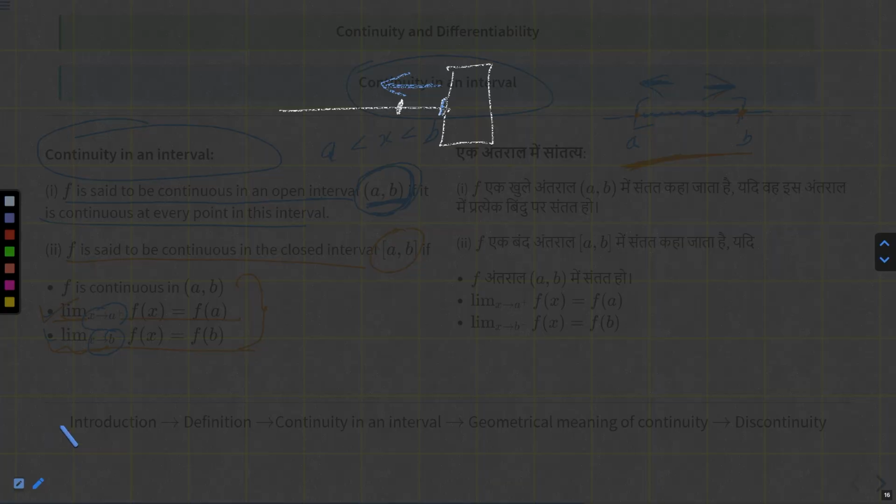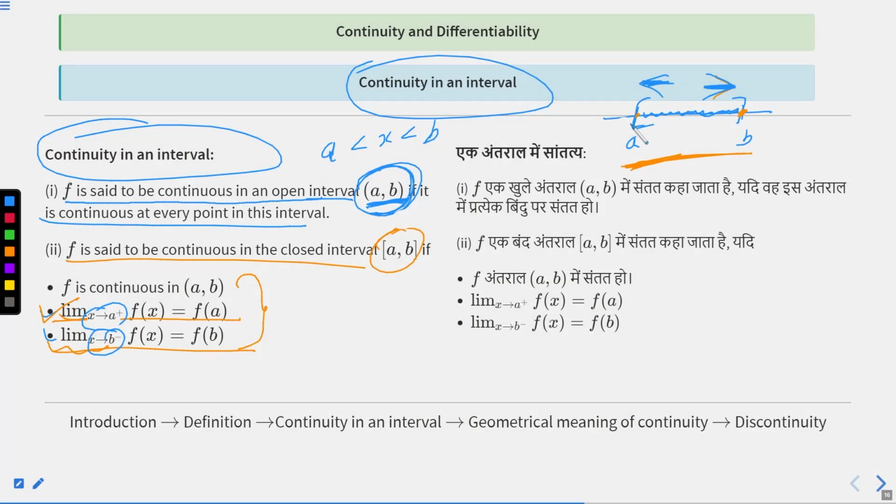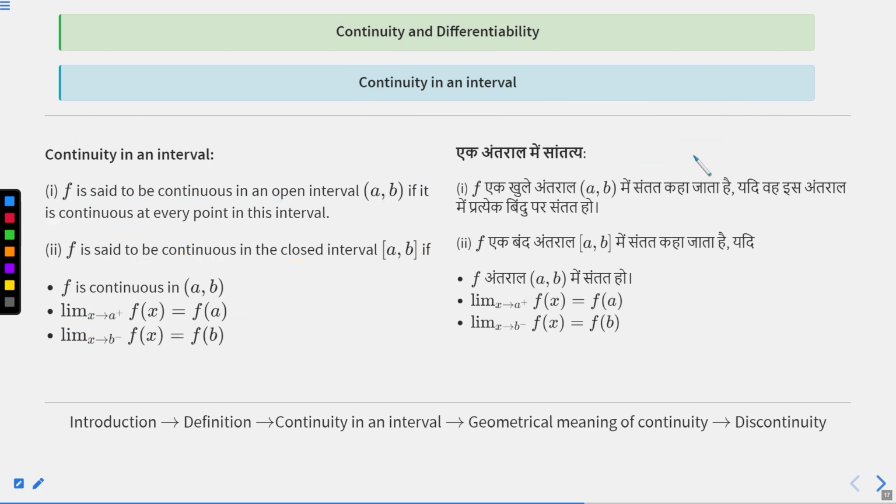So that's what is written in this mathematical language: what direction we can choose. If we have to move towards a, we cannot move from this direction because this is not your domain. The domain is this. So you can only use this direction to approach towards a and this direction to approach towards b. Okay, clear? Now let us move on.